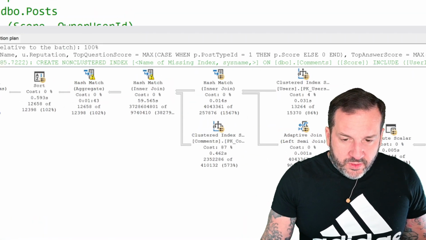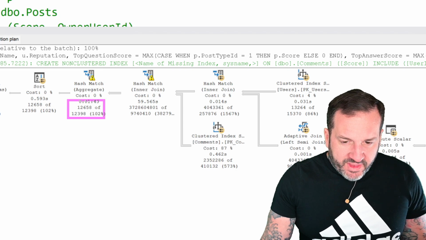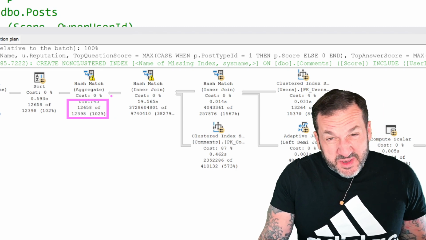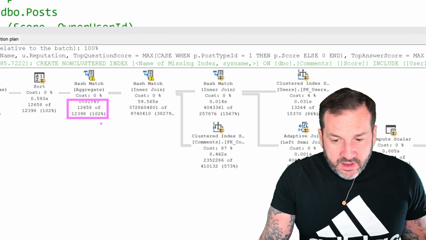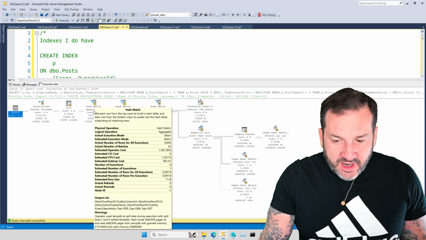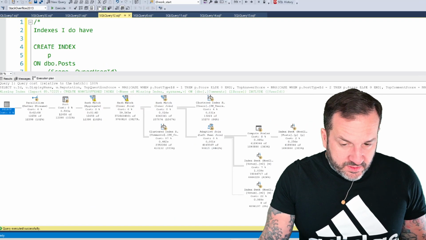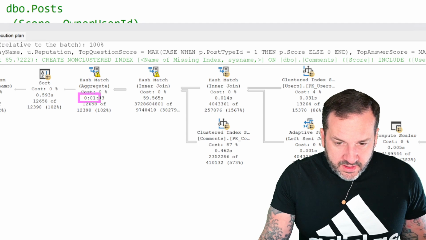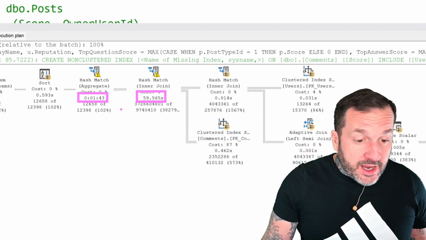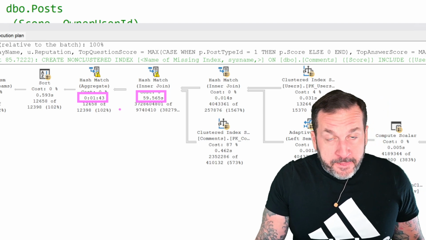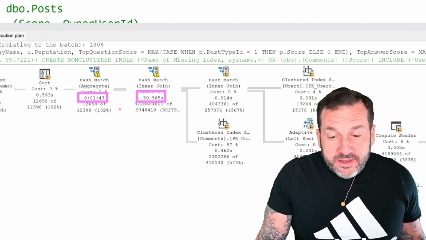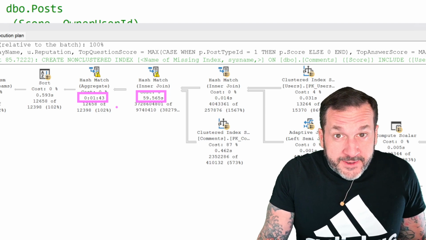This one doesn't do too bad, but it still spilled, right? It still took a minute and 43 seconds just on its own of spilling. That's what this number is right here. So this took a minute and 43 seconds, and this took a full minute. So these operators did not do well. Now we failed these operators pretty miserably.